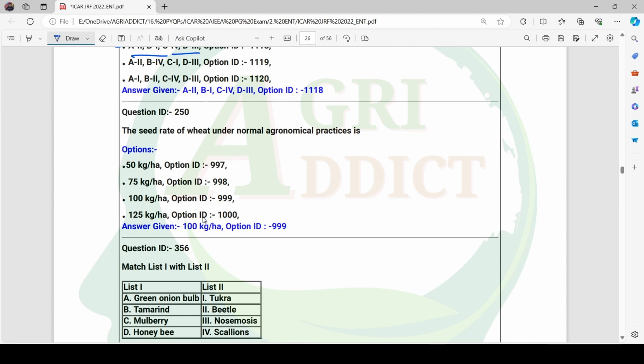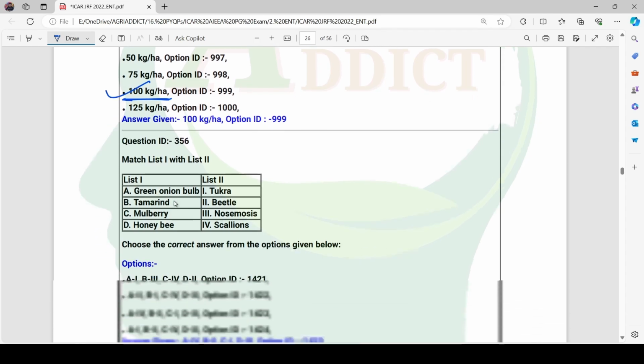Then the next question is, the seed rate of wheat under normal agronomical practices is 100 kg per hectare. A basic question from field crops of the agronomy subject of the general agriculture part.